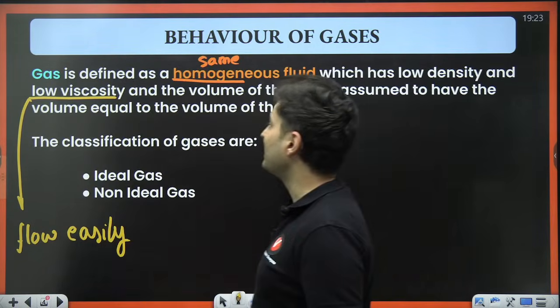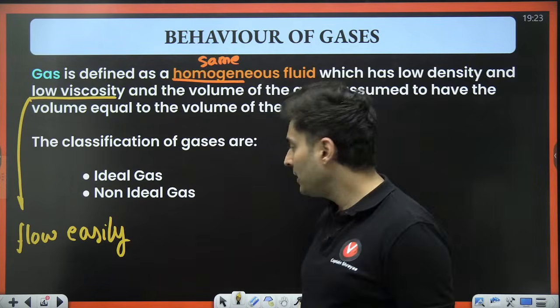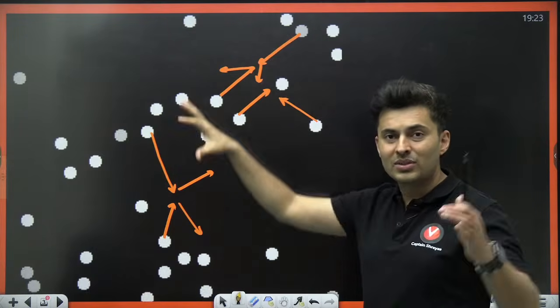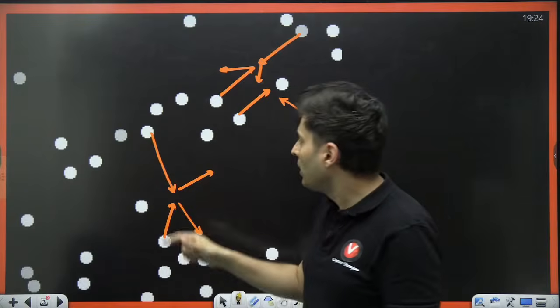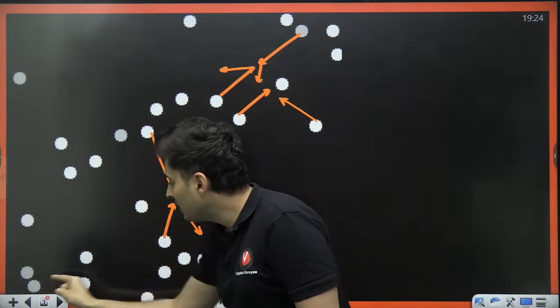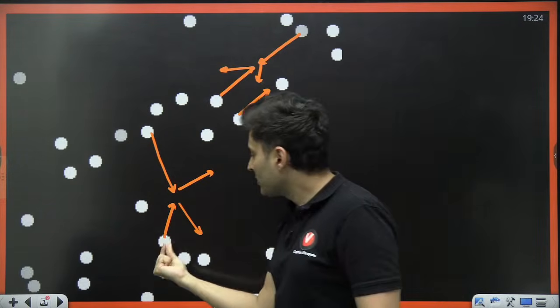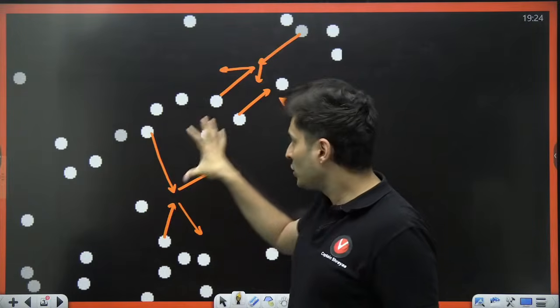It can flow easily. And the volume of the gas is assumed to be the volume of the container or vessel. Meaning, if you look at this particular diagram, one might think, when I say gaseous volume, am I talking about the volume of this particle, this particle, those small things? Because a lot of space in between is empty. So should I count that?